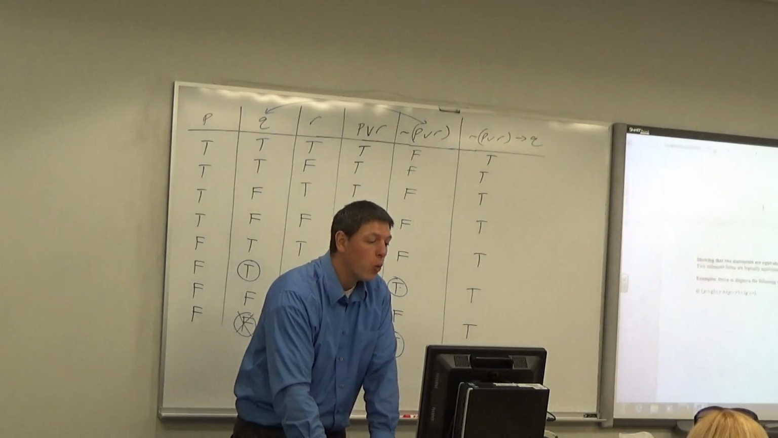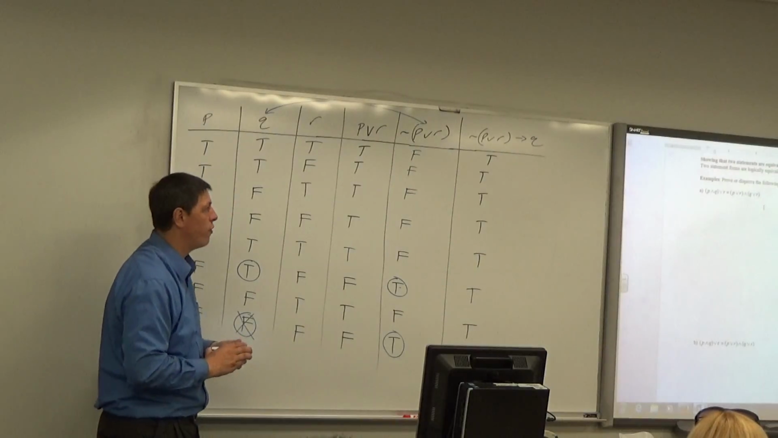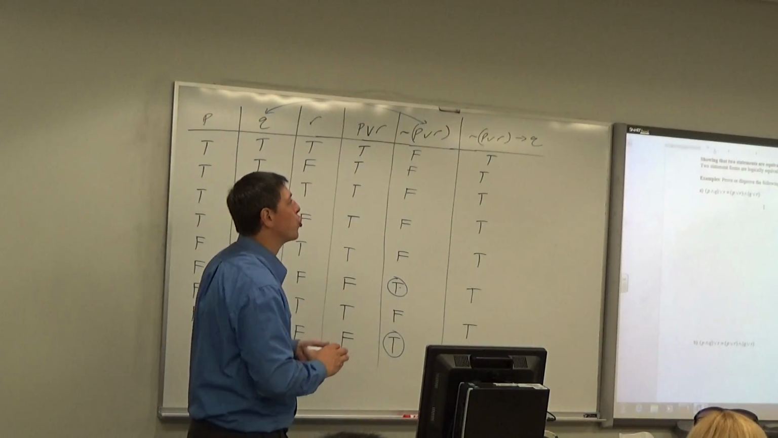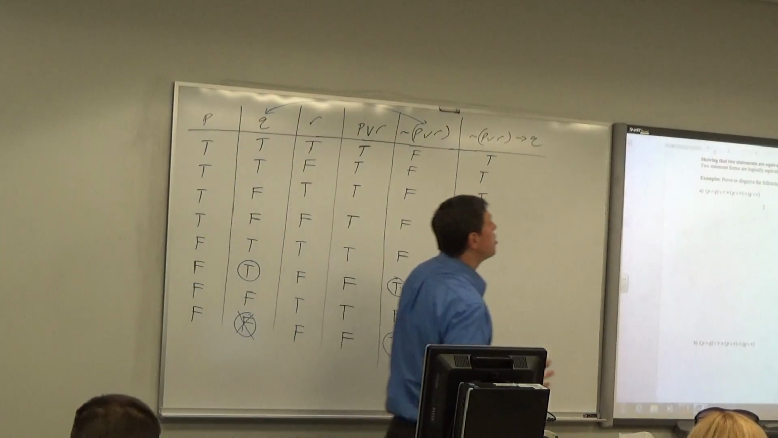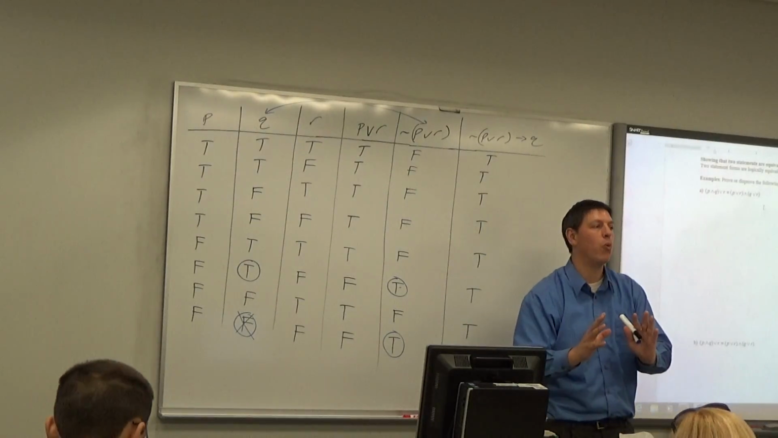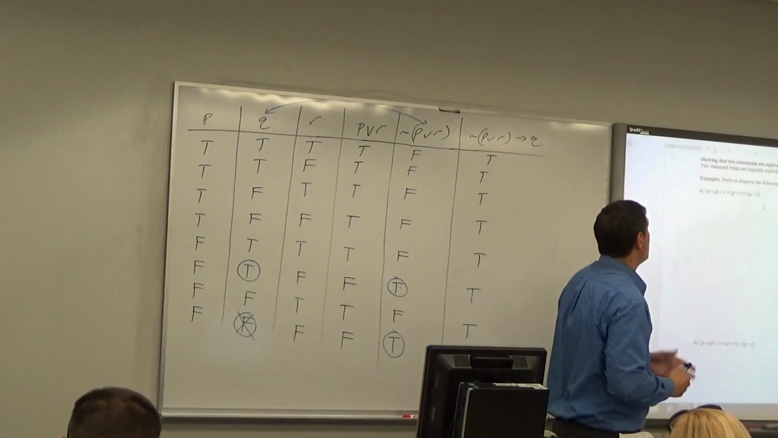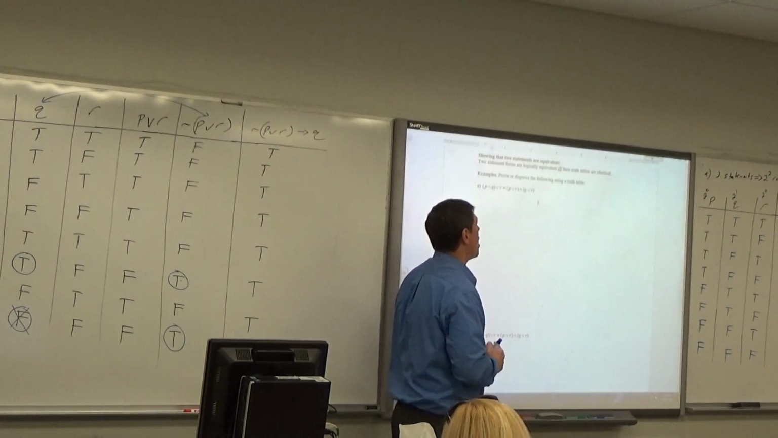Okay, so one way that we can show that two statements are equivalent is being able to use a truth table, okay? Because if we take two statements and they have the exact same truth tables, that means they must be logically equivalent, okay? So, basically, two statement forms are logically equivalent.